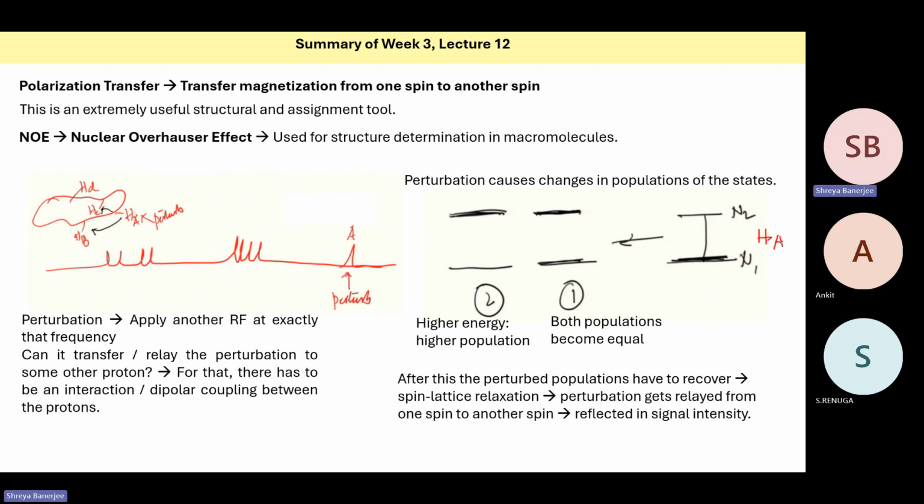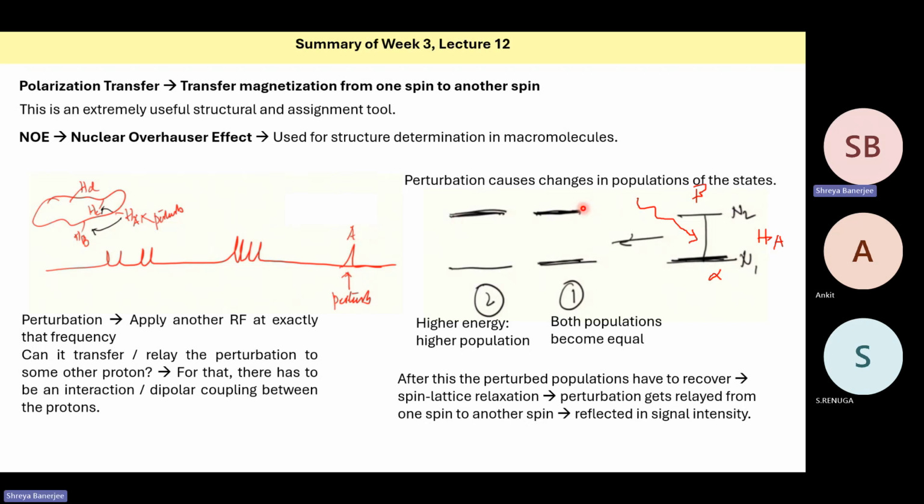HA has two states, alpha and beta. When you are perturbing HA, that means you are supplying a radio frequency to HA and you are changing the population of alpha and beta. You can change the population such that the populations become exactly equal. You know, when the population of alpha and beta are equal, the signal of HA will vanish because any signal that appears is due to this population difference. So you can perturb the HA and cause that particular signal to vanish.